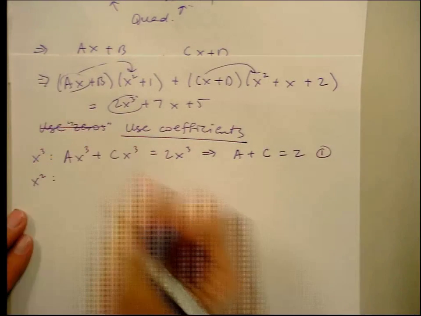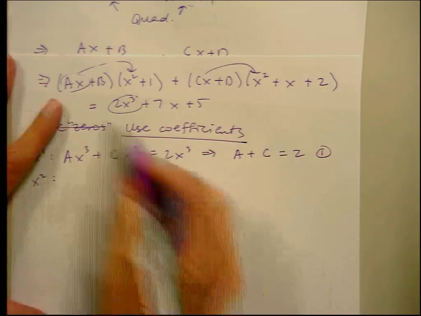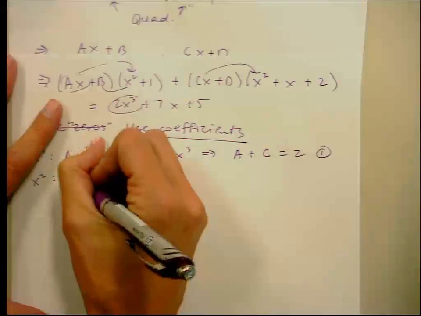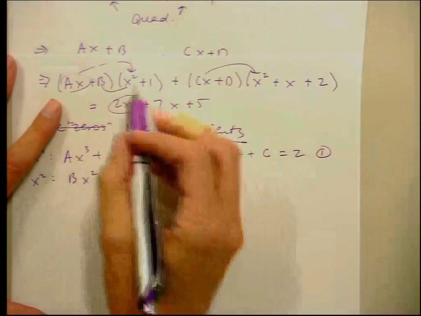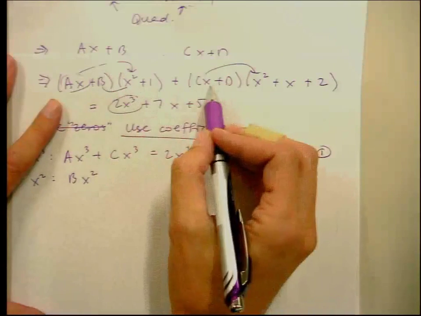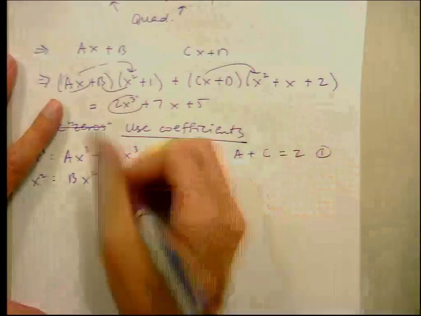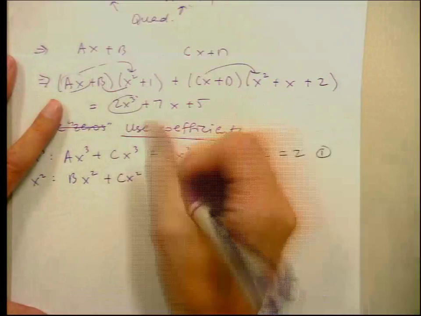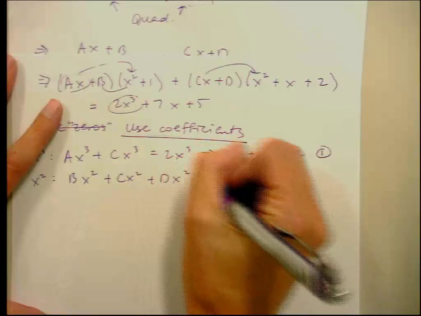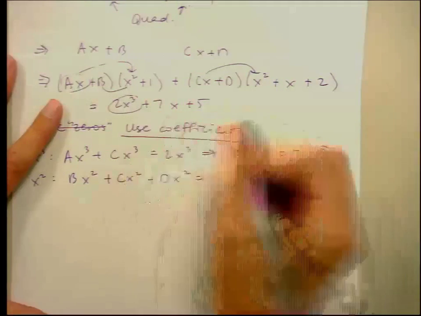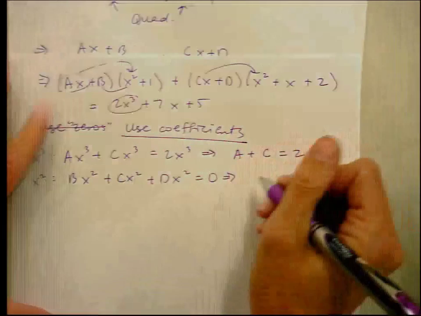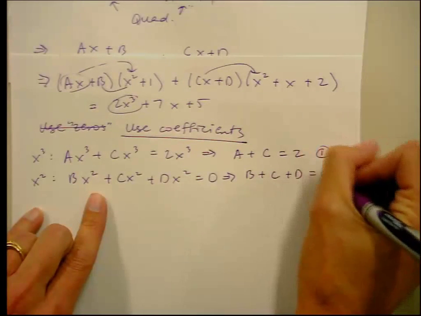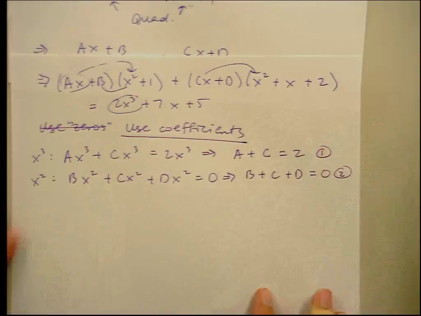X squared is next. Okay, so to get x squared, I'm looking for x squared. I can't get it from the ax, but I can from the b. So that would be bx squared. No other way there. I move on to here, cx times x. So I can get a cx squared and a dx squared there as well, plus dx squared equals, there are no x squareds here, so that would be 0. Coefficients only are b plus c plus d equals 0. We'll call that relationship 2.